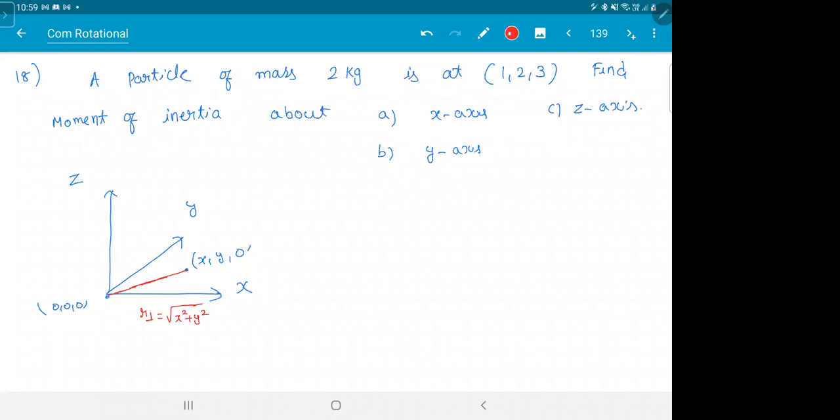Now tell me one thing. If I move this parallel to z-axis, do you think this length will change? The perpendicular distance won't change. See, distance from origin will change, but I'm not interested in the distance from origin. The perpendicular distance would remain same. Does it make sense? Think about it.